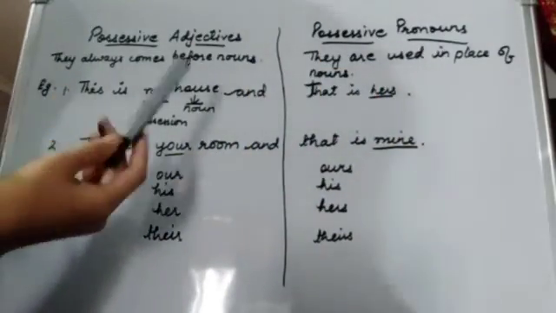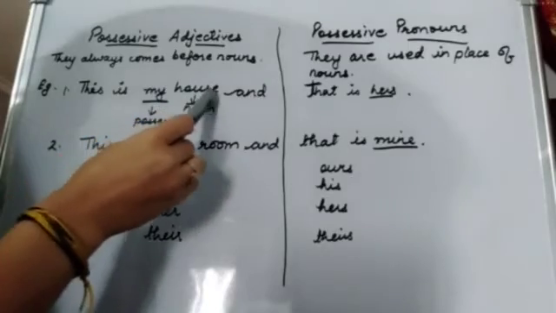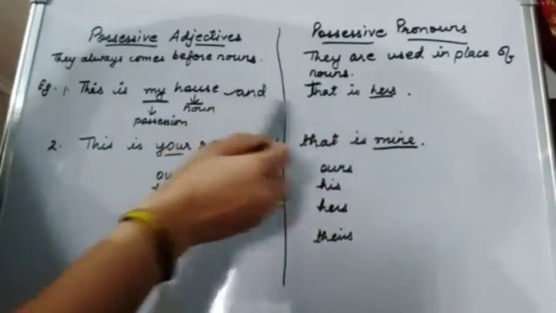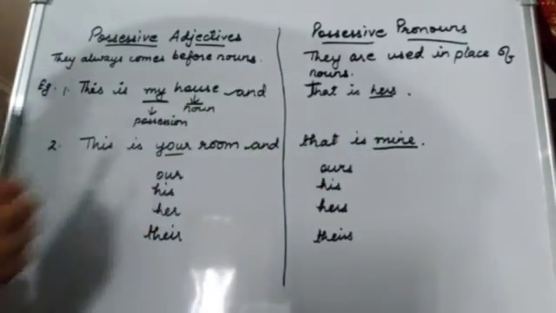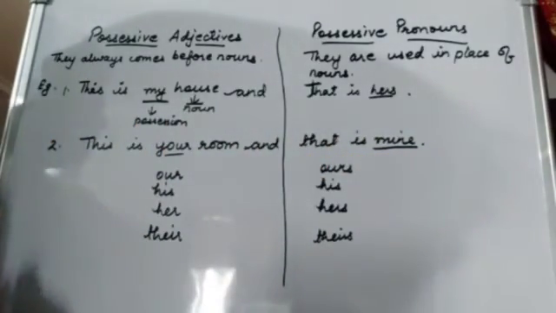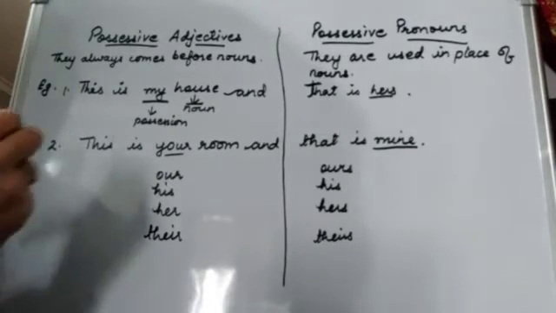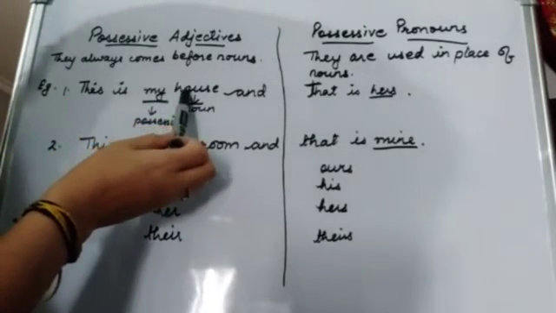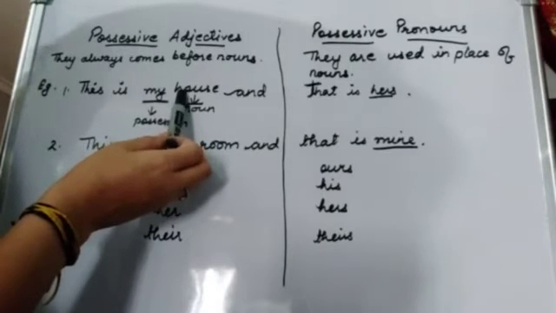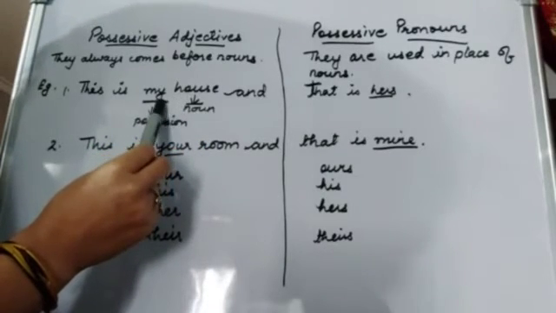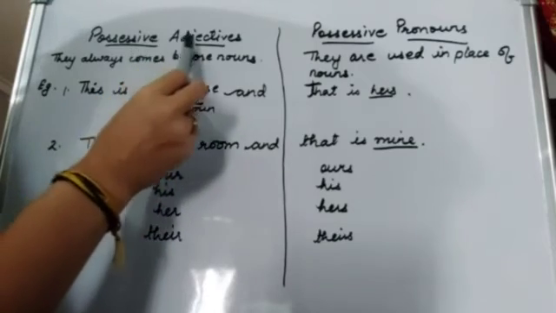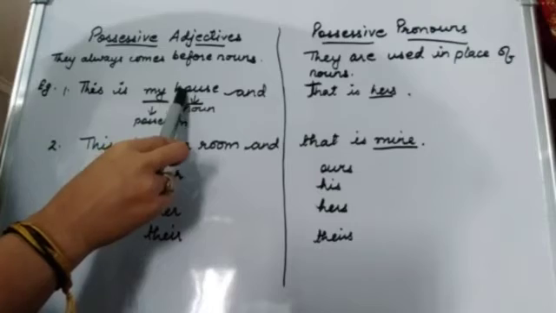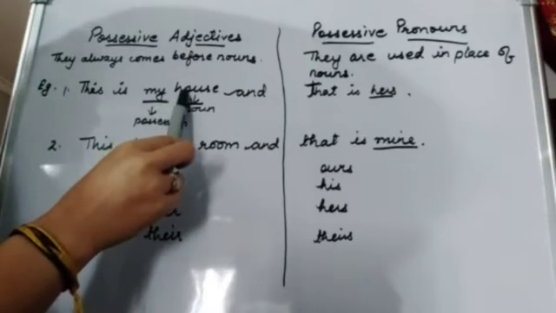So let's take an example. This is my house and that is hers. This is one sentence only. Okay, clear? So here in this sentence we are talking about a house. Here I am saying this is my house. Now you can see house is what? House is a noun. And before house, what have I used? My. So my is your possessive adjective because it is coming before a noun. You can see my is coming before a noun.